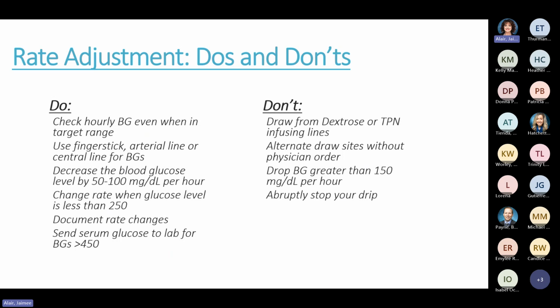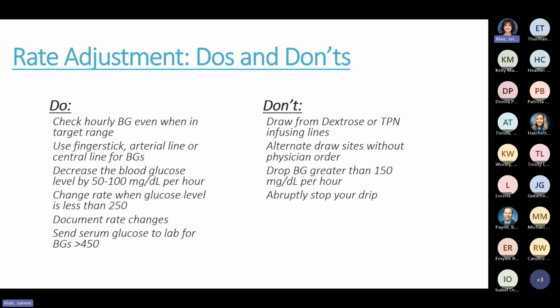And then if there are any serum glucoses that go the opposite way, so they go back greater than 450, then we're going to send one to the lab instead of just relying on the finger stick. We don't want to draw any of our labs from our dextrose or our TPN line. That's going to increase the concentration of the sugar in the blood from the line, and so it may give us a false high, which obviously would result in us creating a hypoglycemia situation.